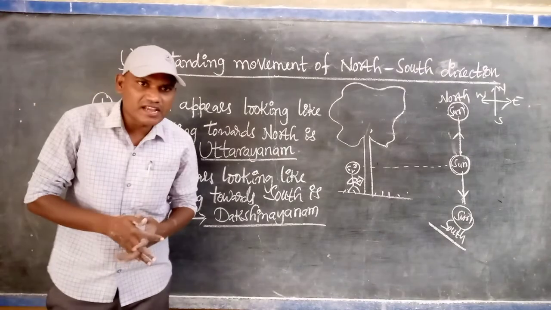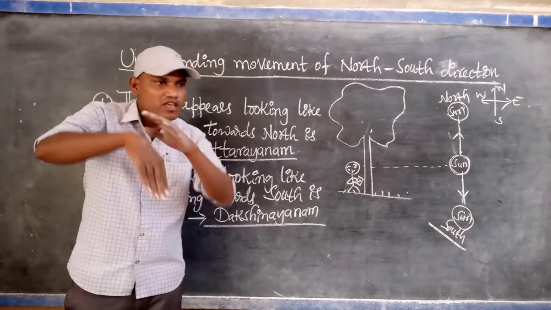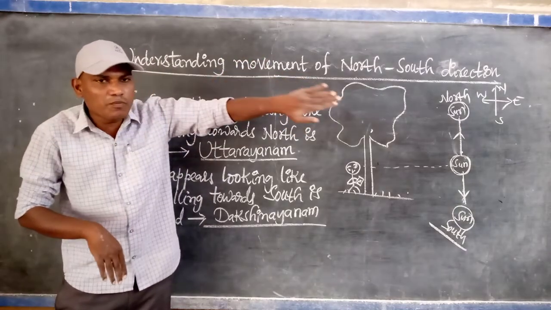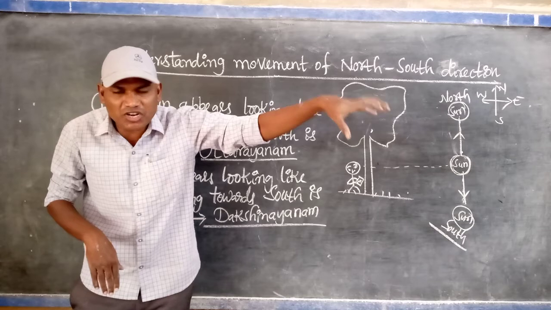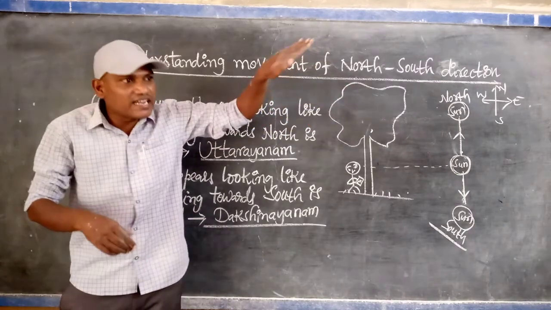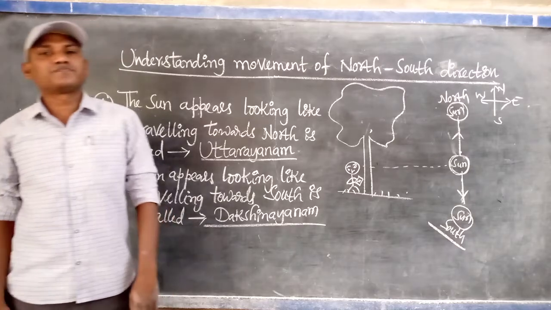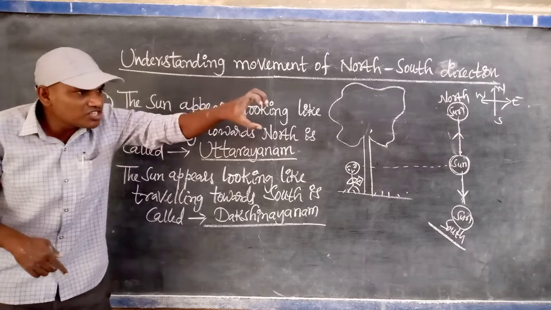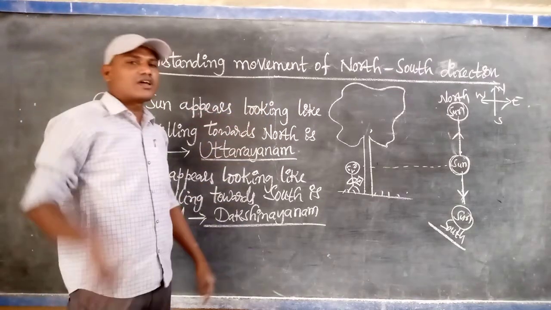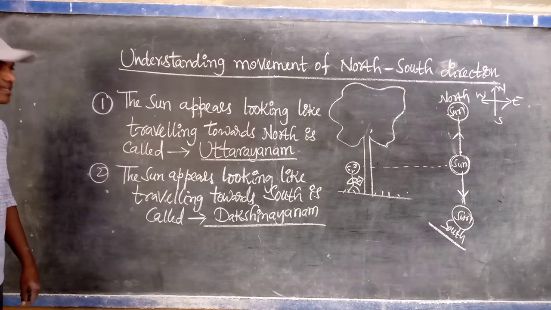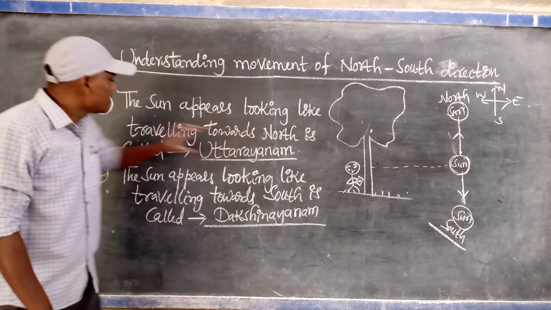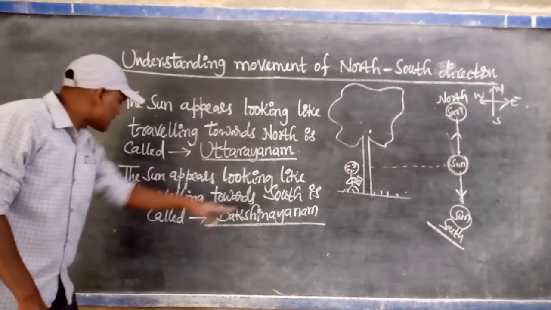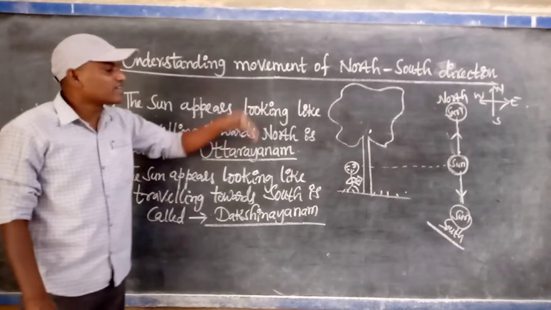That's why I said very clearly, when you are moving in a bus, you can see the surroundings through the window. The surroundings appear to move back, but they are in a rest or constant position. They appear to move back because you are in motion. Here also the sun is always in a rest position, but its position appears to change because you are in motion on the Earth. So the sun appearing to travel towards the north is called Uttarayanam. The sun appearing to travel towards the south is called Dakshinayanam.